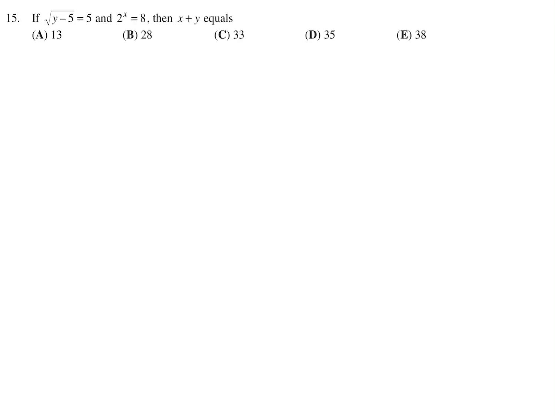The square root of y minus 5 equals 5. 2 to the power of x is 8. What is x plus y? All right, so the square root of y minus 5 is equal to 5, and 2 to the power of x is equal to 8.